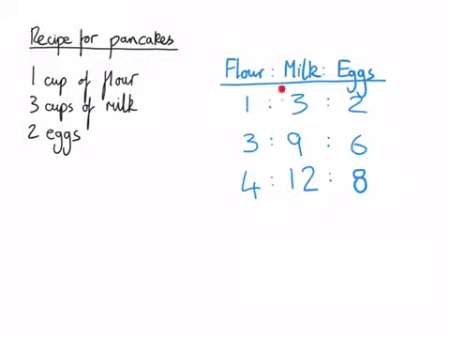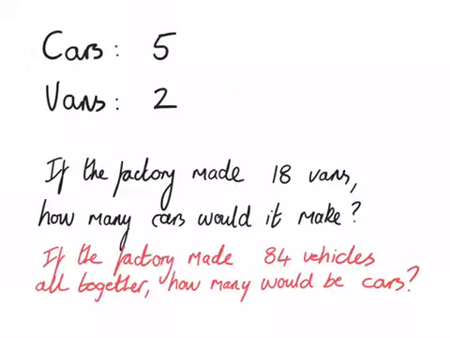But the ratio of flour to milk to eggs will have stayed the same as it was in the original recipe. 3 times as many cups of milk as you had flour, and double the amount of eggs as you had cups of flour as well. So, for Monday, see if you can use what we've just talked about to solve these 2 problems.